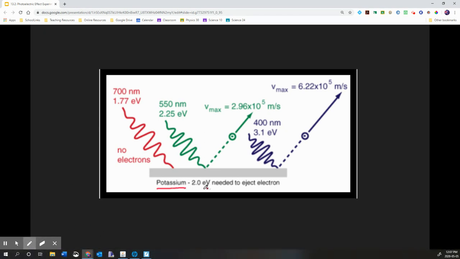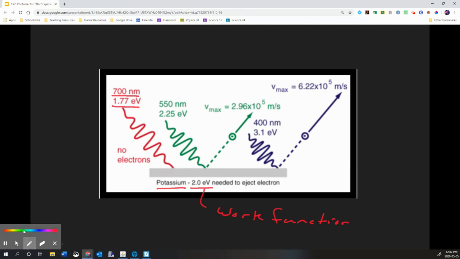Now potassium, it turns out, we need 2 electron volts just to free the electrons. So the work function, we would say, for potassium is 2 electron volts. So imagine we shine in red light with its 700 nanometers, its measly 1.77 electron volts of energy. That photon does not have enough energy to free the electron, can't eject the electron, so we don't get the photoelectric effect with that red light.